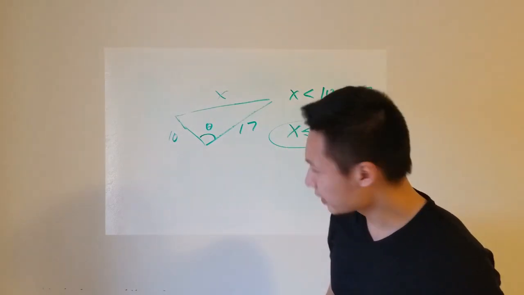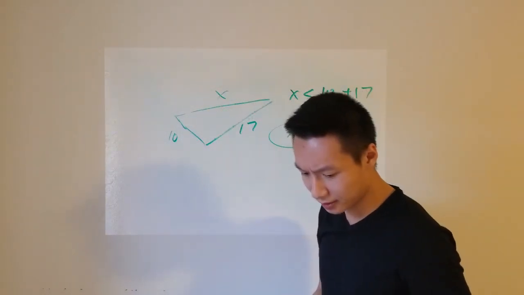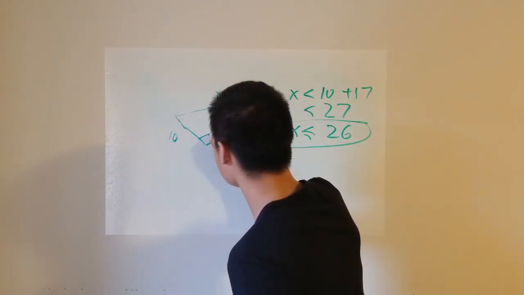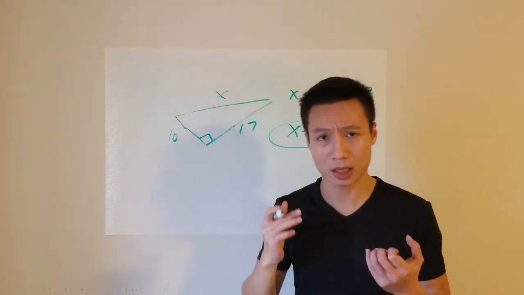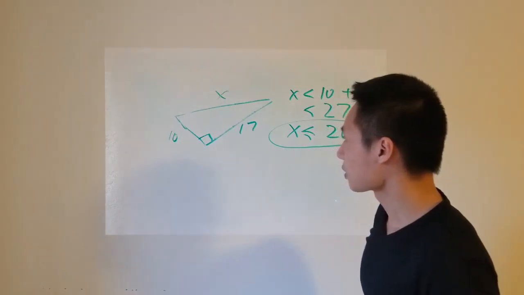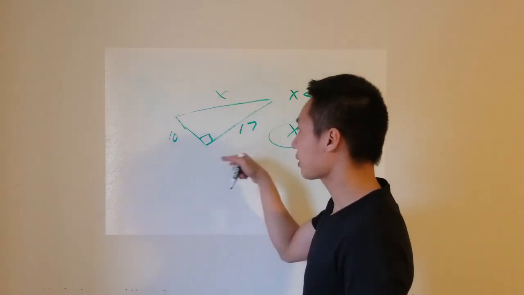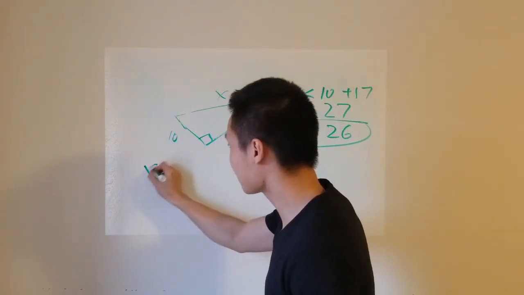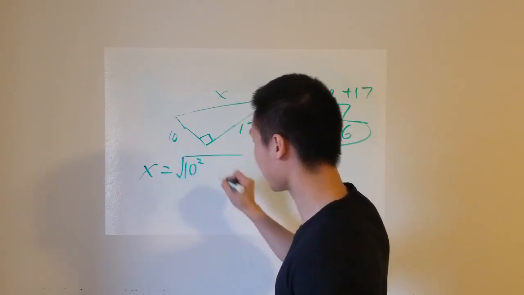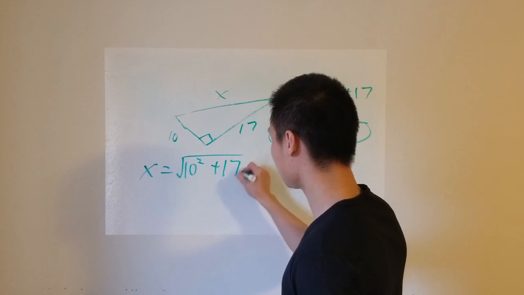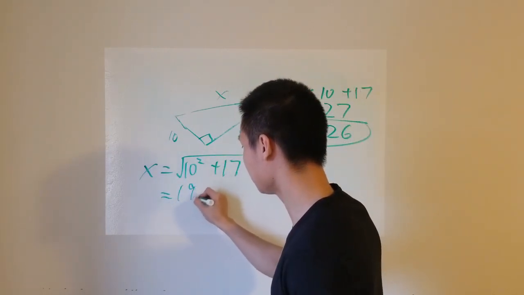So the limiting case, or the boundary case, happens when the angle between the 10 side and the 17 side is exactly 90 degrees, because as soon as it hits 90 degrees, this ceases to become an obtuse triangle. So let's say at 90 degrees, the Pythagorean theorem would hold true. So that means x must equal the square root of 10 squared plus 17 squared, and this value is approximately 19.7.